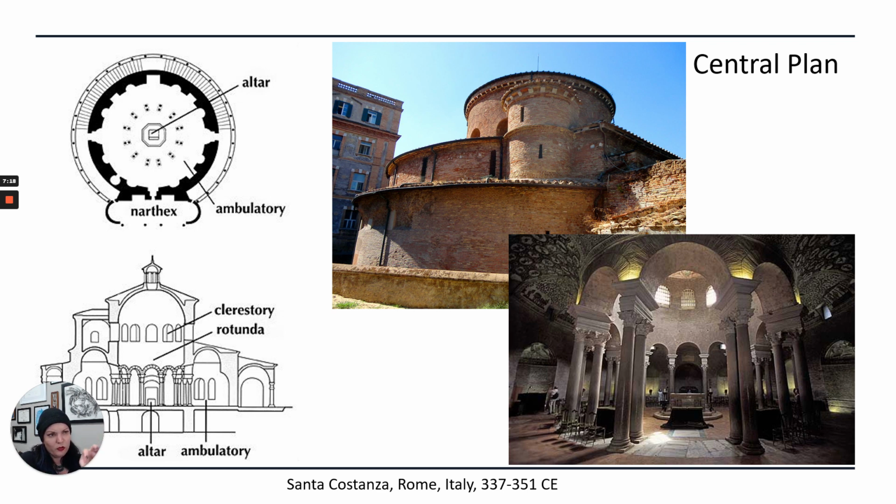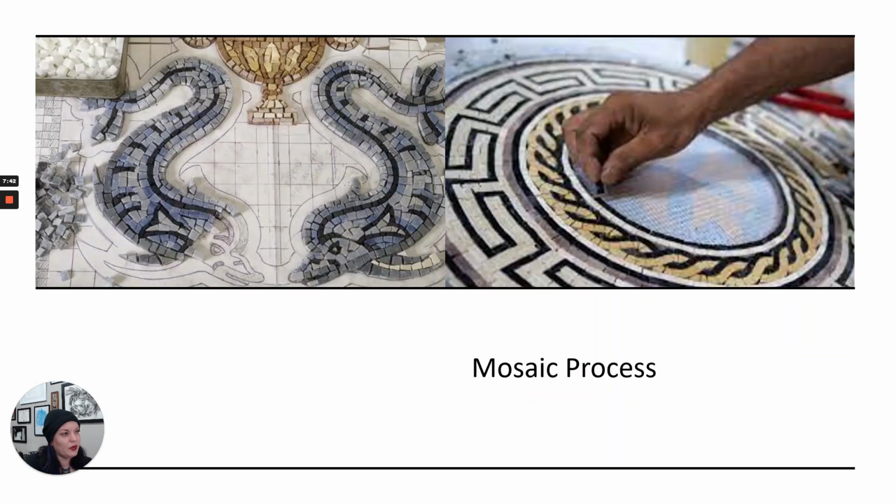We have the altar in the middle of the space, and then the ambulatory is like an aisle that goes around the altar. There's still a clerestory where all the windows are so that you can get light into the church, basically. And then there's also a narthex, which is again kind of the entryway.